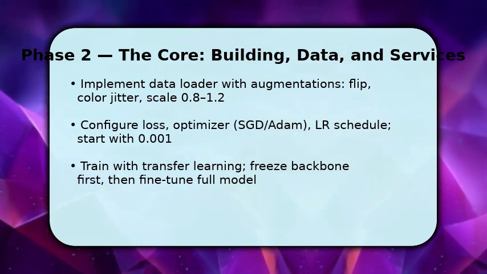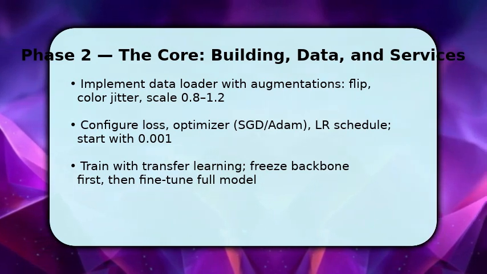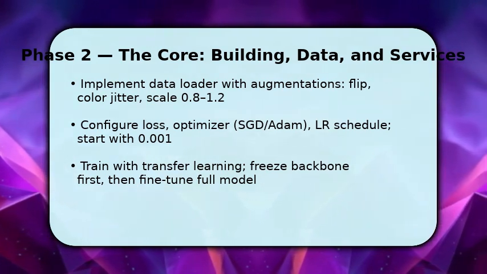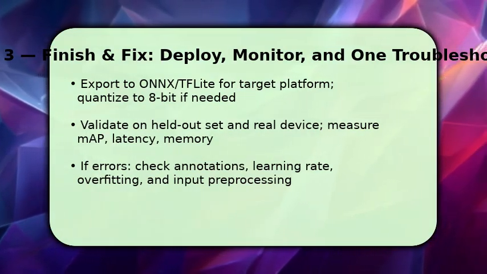Once set, train with transfer learning. Freeze the backbone for initial epochs, then unfreeze and fine-tune the whole network to converge. You finish by exporting and validating the model for deployment.